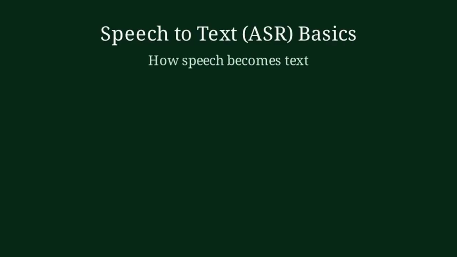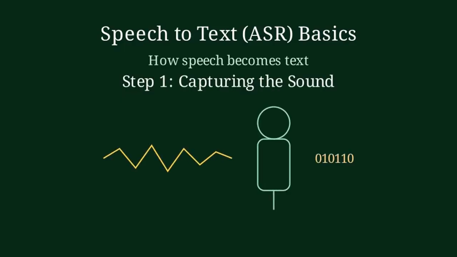In this video, we will learn how speech-to-text, also called automatic speech recognition, uses natural language processing to turn spoken words into written text. Step 1 is capturing the sound. A microphone records vibrations in the air and converts them into numbers a computer can read.